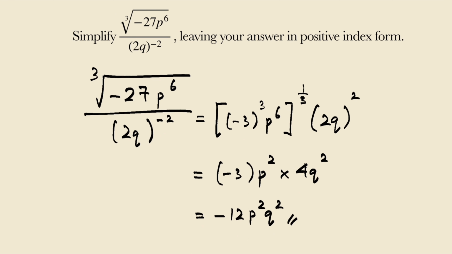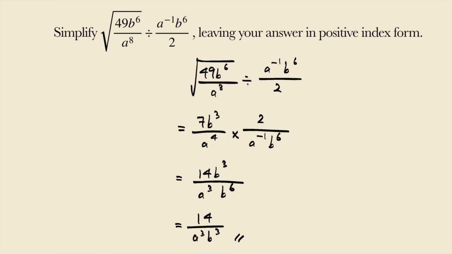Okay, so now this will be multiplied with the 3 becomes 1. This 1/3 will multiply with 6 becomes 2. And this square will apply to that 2 becomes 4. This square will apply to the q becomes q squared. Alright, so what's next? Negative 3 times 4, negative 12. P squared stays, q squared stays.